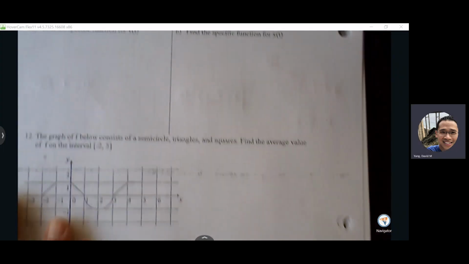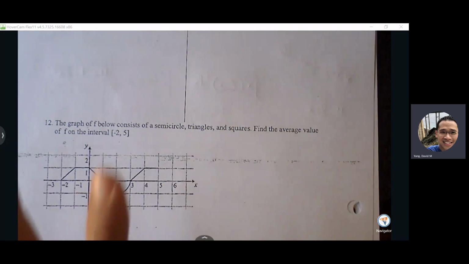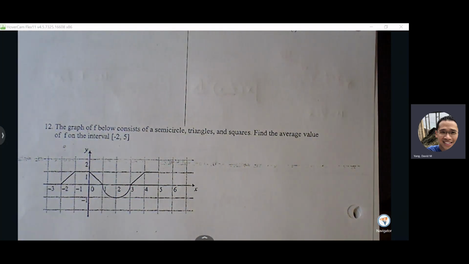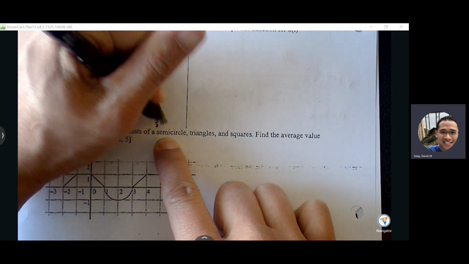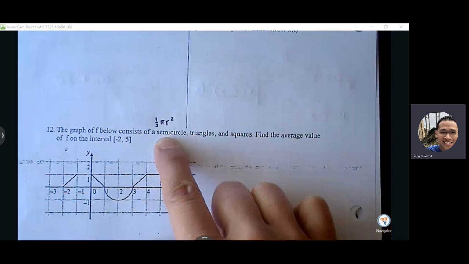Okay. Let's look at number 12. I want to do number 12 in full, and then we'll go back and revisit the rest of the problems here. Number 12 says the graph below consists of a semicircle, triangle, and squares. I'll give you a formula for the semicircle. Area is 1/2 pi r squared. I'll provide that on the test.